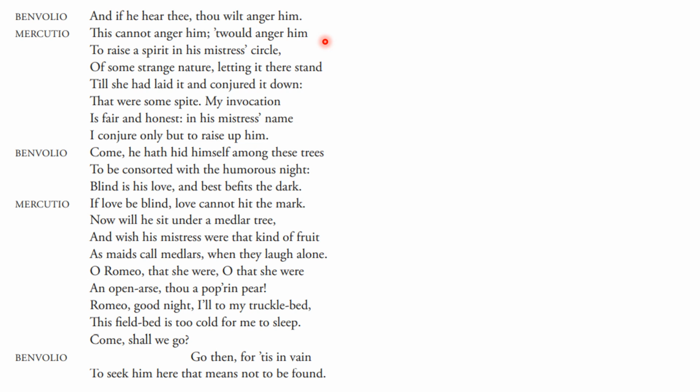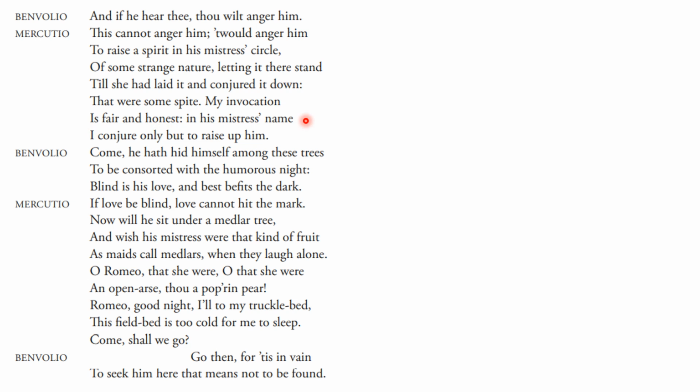It would anger him to raise a spirit in his mistress' circle of some strange nature, letting it there stand, till she had laid it and conjured it down, that were some spite." Mercutio is saying, what I'm saying can't anger him. He would be angry if I summoned a strange spirit for Rosaline to engage in sexual activity with. That's what would make him angry, because the things that he is saying, he says, "My invocation is fair and honest." What he's saying is correct, that Romeo needs to get over it.